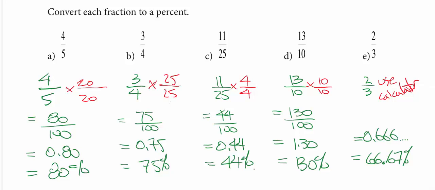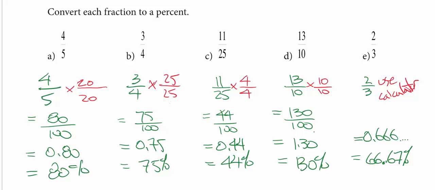13/10, multiply the denominator by 10, gives you 100 in the bottom. You have then 130 in top. So the decimal form of the fraction 13/10ths is 1.30, or 130%.